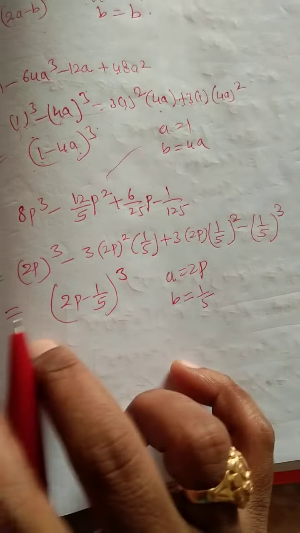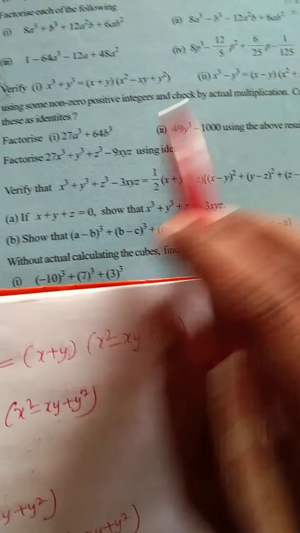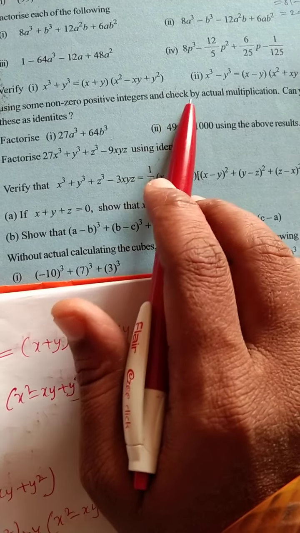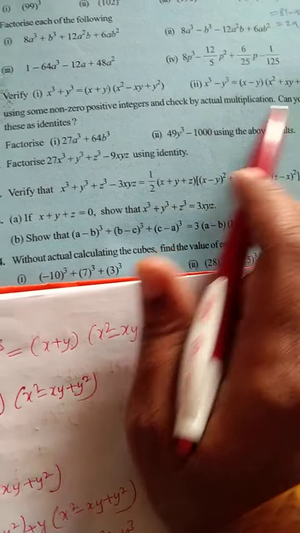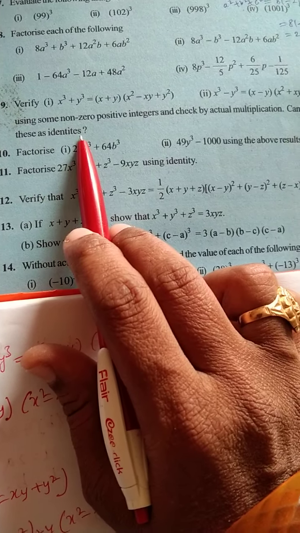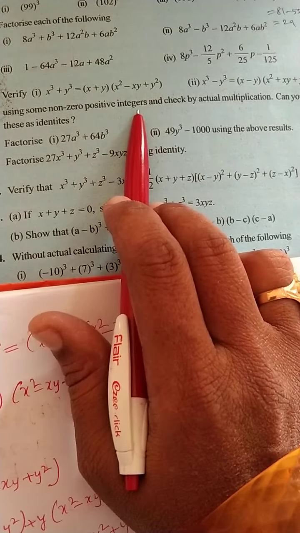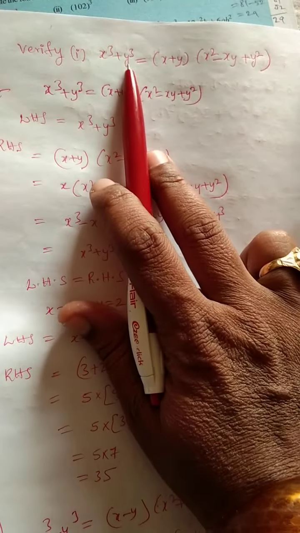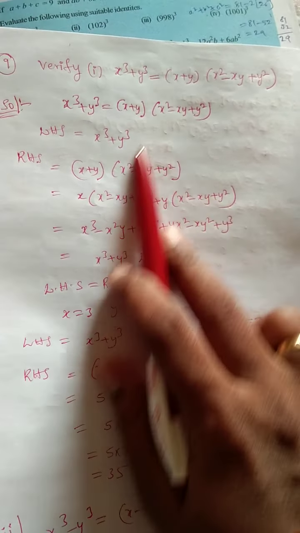Next, ninth question. See here. Verify x cube plus y cube is equal to (x plus y) into (x square minus xy plus y square), and x cube minus y cube is equal to (x minus y) into (x square plus xy plus y square). Using some non-zero positive integers and check by actual multiplication, can you call these identities? We should only take non-zero positive integers, any one, and we can verify. These given formulas we need to verify.